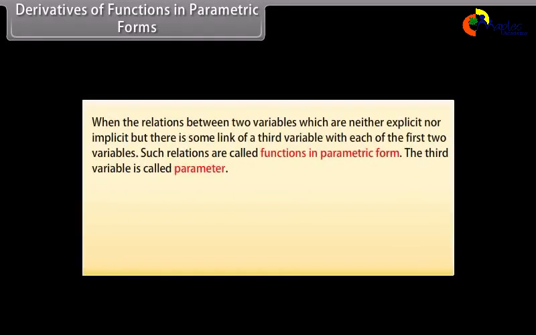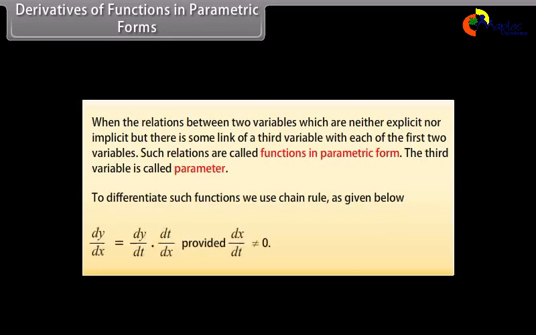Derivatives of functions in parametric forms. When the relation between two variables is neither explicit nor implicit, but there is some link of a third variable with each of the first two variables, such relations are called functions in parametric form. The third variable is called the parameter. To differentiate such functions, we use the chain rule as given below: dy by dx is equal to dy by dt into dt by dx, provided dx by dt is not equal to 0.